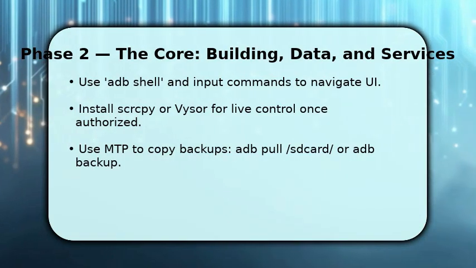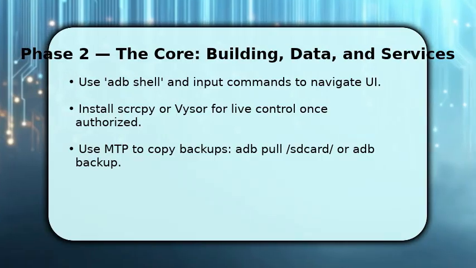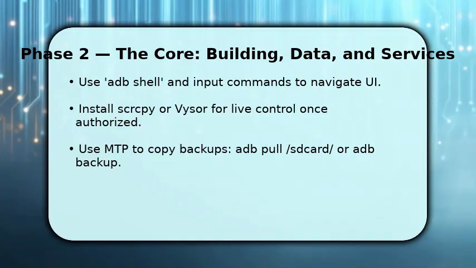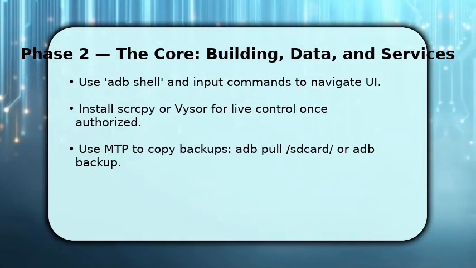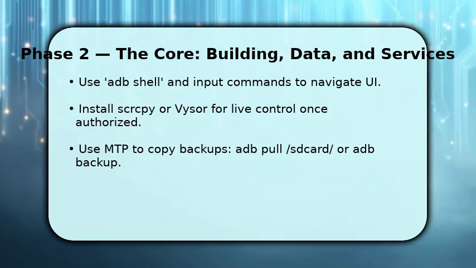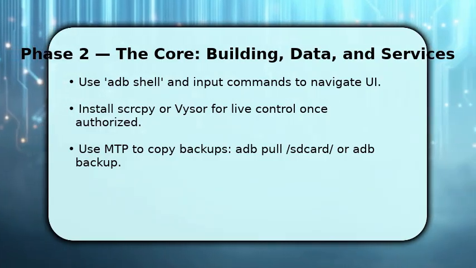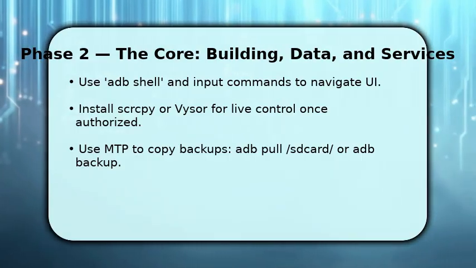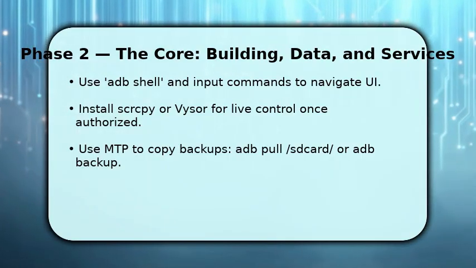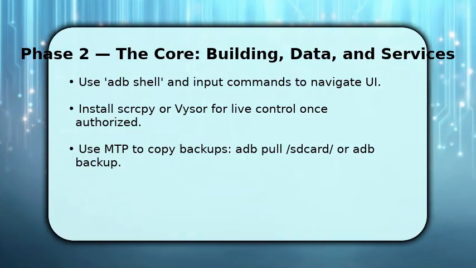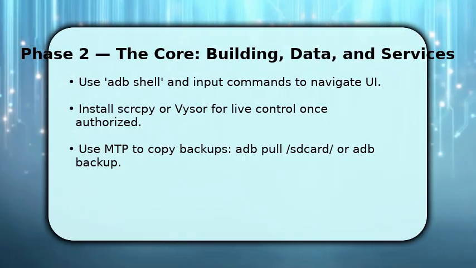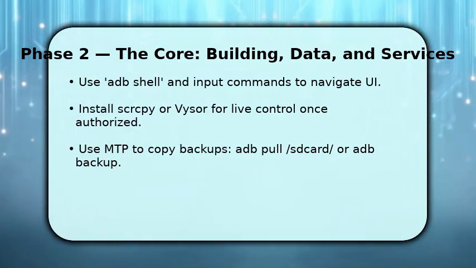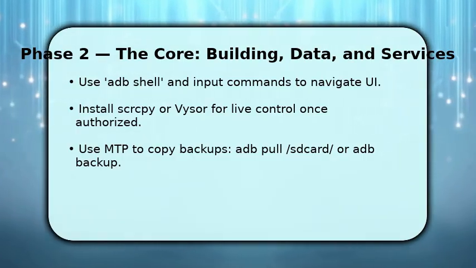With ADB authorized, you'll control the phone from the PC. Use adb shell for key events and input text, or run scrcpy for real-time display and mouse control when permission is granted. Type explicit commands to open settings, unlock, or launch apps. This is faster and reproducible. If scrcpy won't start, install an APK silently via adb install and use it to grant permissions. Make sure to copy important files with adb pull before any risky changes.